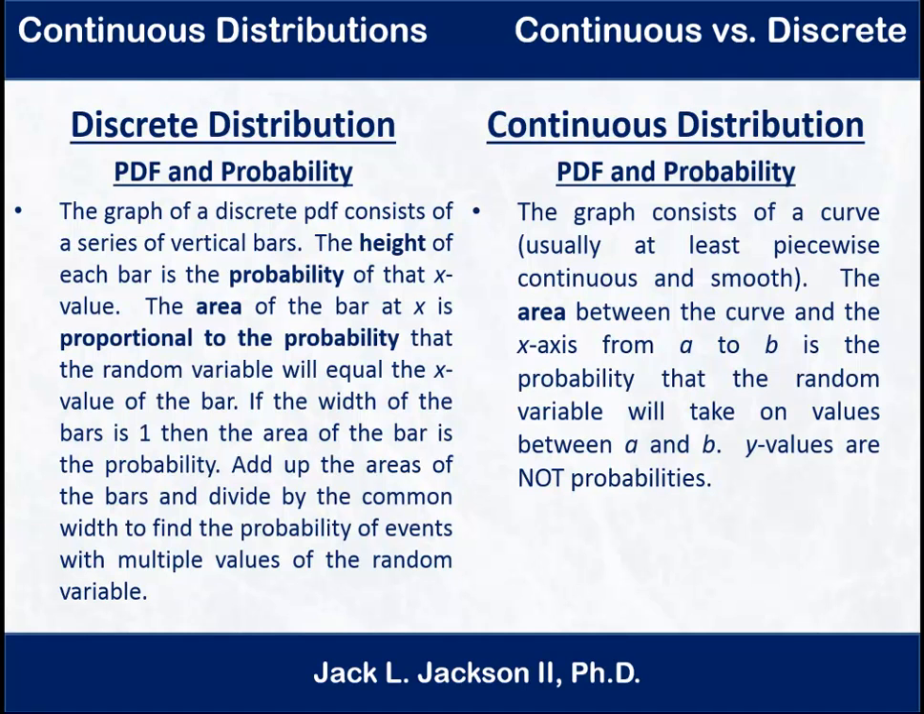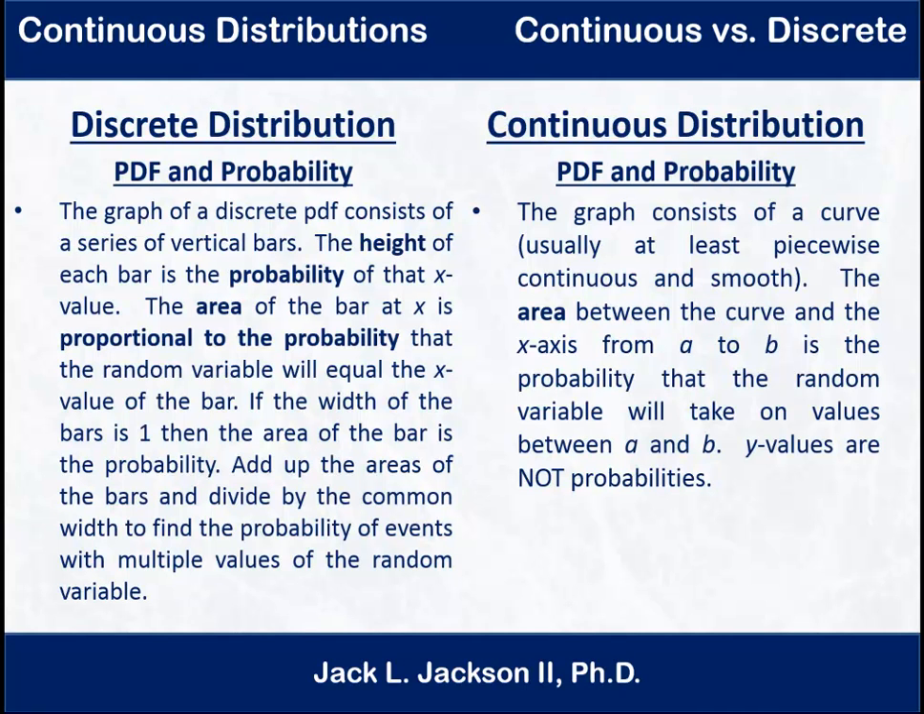Now, how does this relate to probability? Well, in the discrete case, the graph of a discrete PDF consists of a series of vertical bars, as I just said, and the height of each bar is the probability of that particular x value occurring. So the area of the bar is proportional to the probability at that particular value. Now, if the width of the bars is 1, then the area of the bar is numerically equal to the height of the bar, and that is the probability.